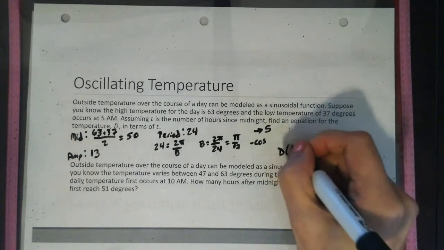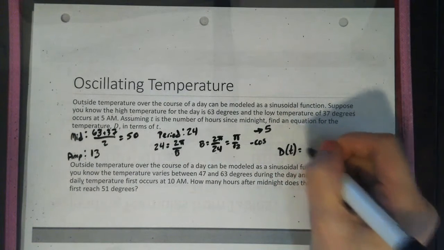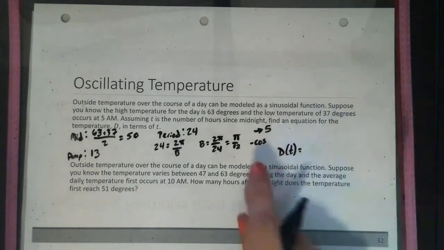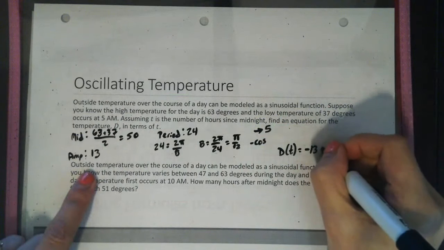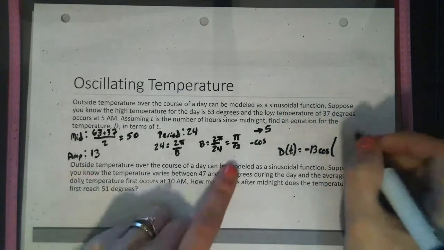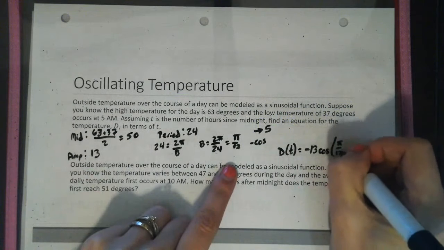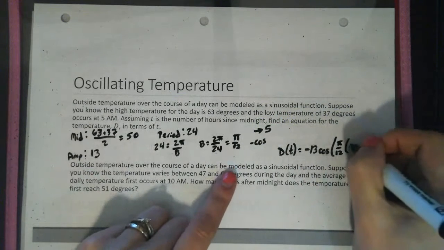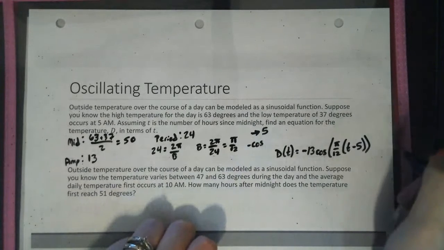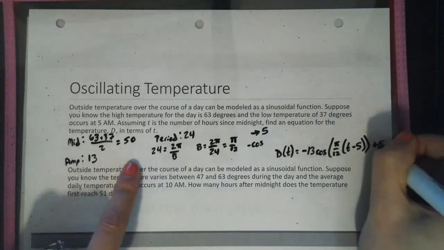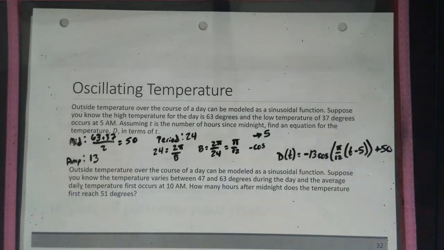So we would have a function, the temperature in degrees as a function of time t is equal to a negative cosine graph, so negative amplitude of 13 times the cosine of our b value, pi over 12, times, we were using t as our variable, we need to move to the right 5, so that'd be t minus 5, and then we add our midline on the end, plus 50. So you can now plug in any value of t being a number of hours since midnight, and that will tell you the temperature at any given time.